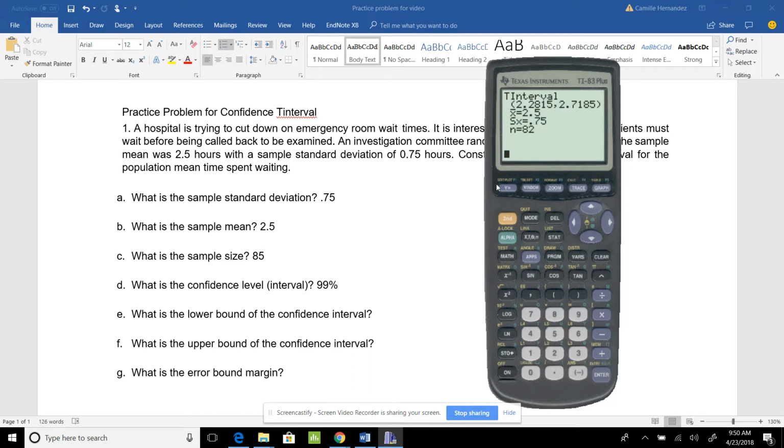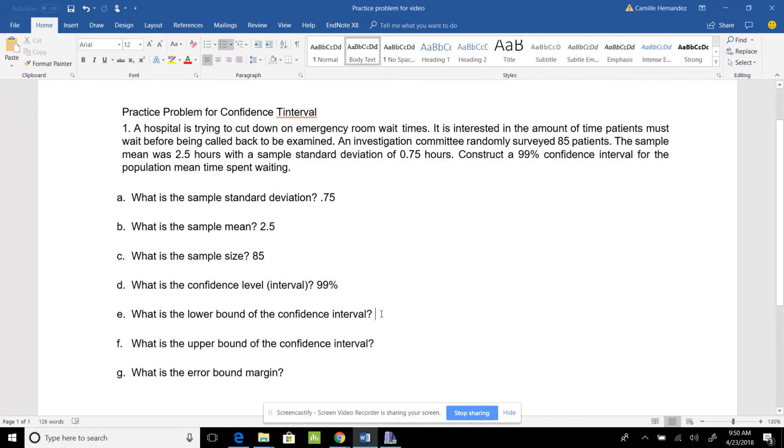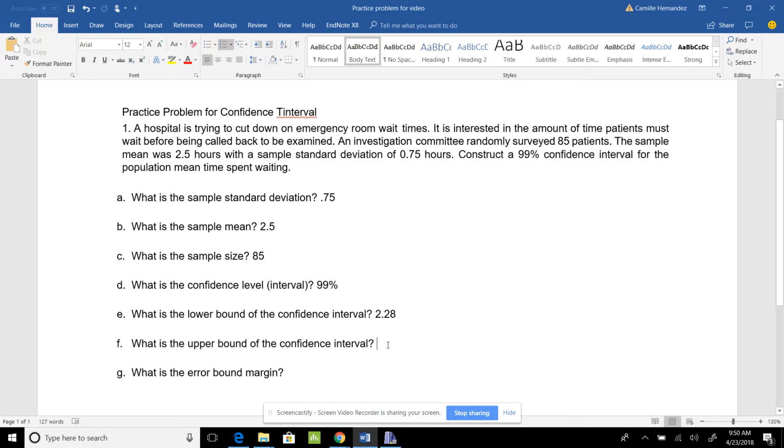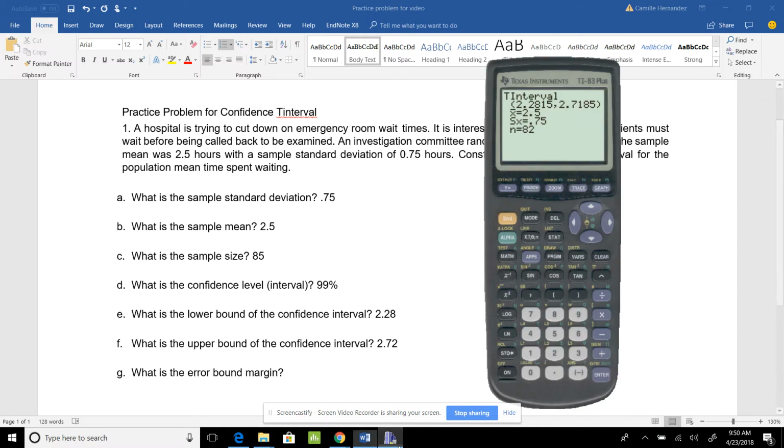So here we go. Here's the lower bound of my confidence interval, 2.2815, and here's my upper bound, 2.7185. So what is my lower bound? It's 2.28, which means that's the lowest part of my confidence interval. So think about it. My population mean is going to be in the middle of this confidence interval, and it could be as low as 2.28. My upper bound, I'm going to put 2.72. I'm just going to round that last digit up. So I got all that from my calculator, and that was easy.